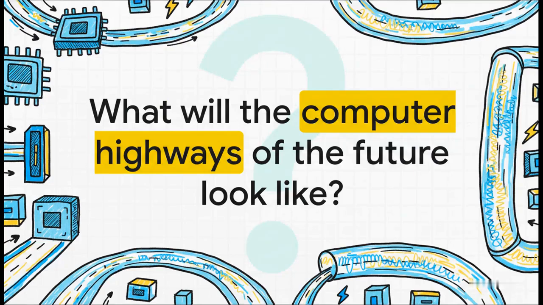And that brings us to a final thought to leave you with. We've seen how these buses are the fundamental highways inside our computers. But as our CPUs and our memory get faster and faster at an incredible pace, the pressure on these highways is getting insane. So the big question is, what do the computer highways of the future need to look like to keep up with that demand?